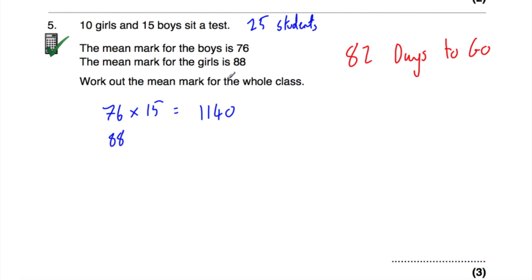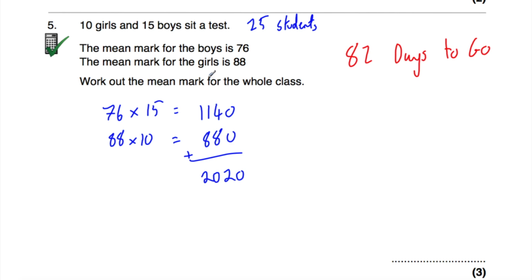Okay, the girls. We take 88 and multiply that by the number of girls, which is 10. So 88 multiplied by 10 is equal to 880. And if we add those up, that'll give us the grand total. So whenever we add those together, we get 2,020 marks. So that means the grand total for the number of marks scored by the class is 2,020.